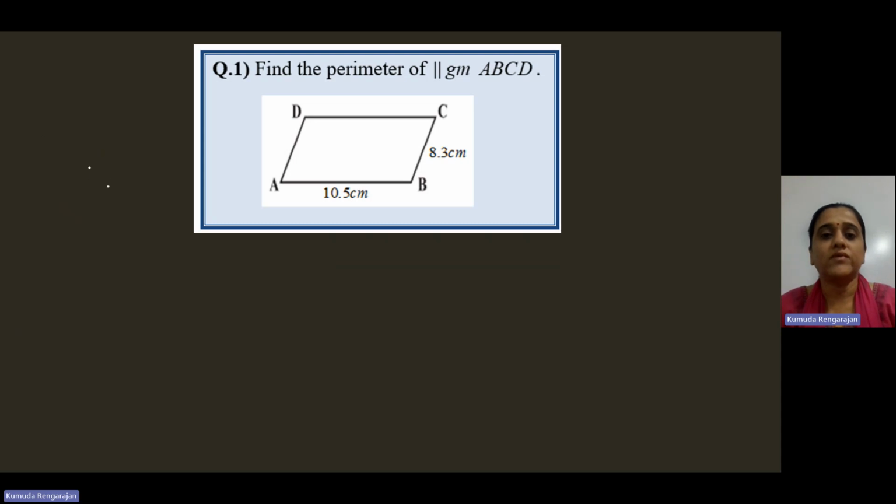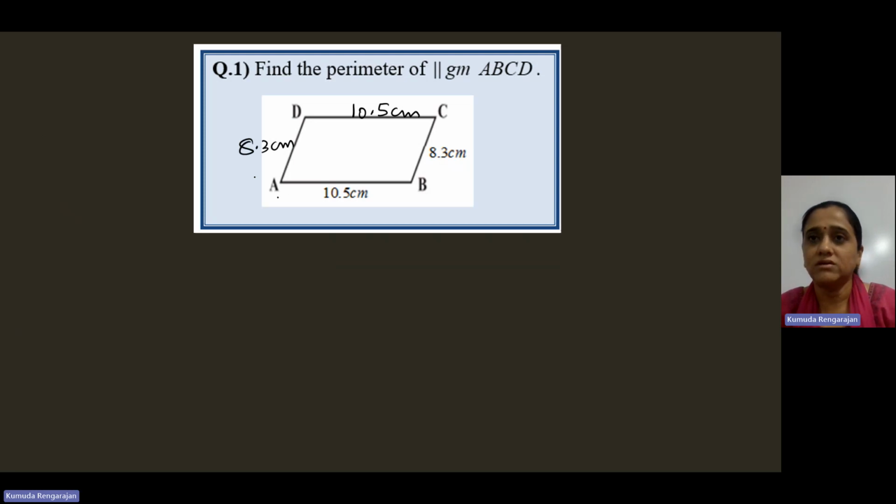Look at this question. Find the perimeter of the parallelogram ABCD. The figure is given to you. By the property of a parallelogram, opposite sides are equal. So if AB is 10.5 centimeters, CD is also 10.5 centimeters. BC is 8.3 centimeters. Same reason, opposite sides are equal, so AD is also 8.3 centimeters.